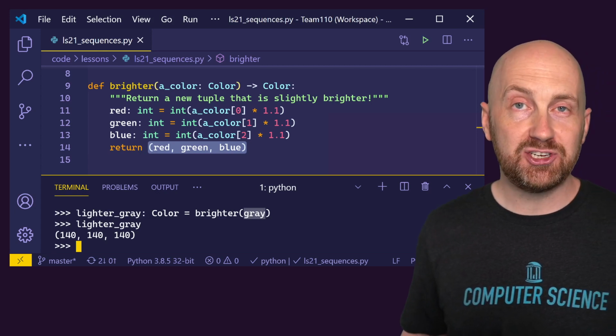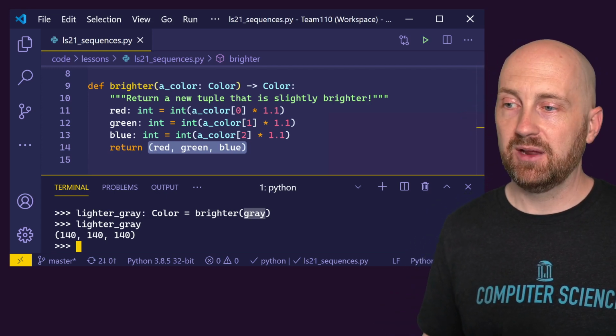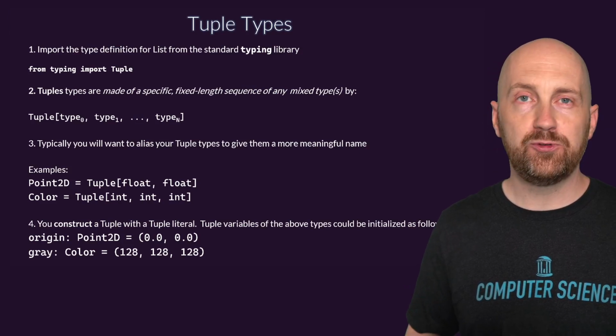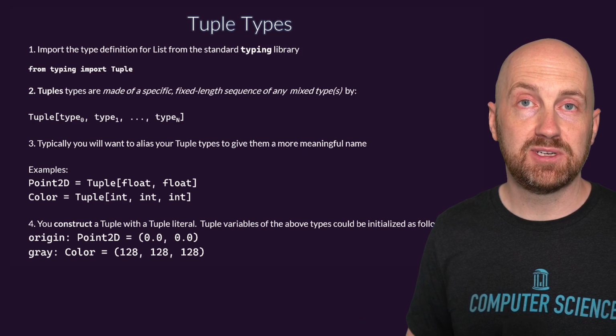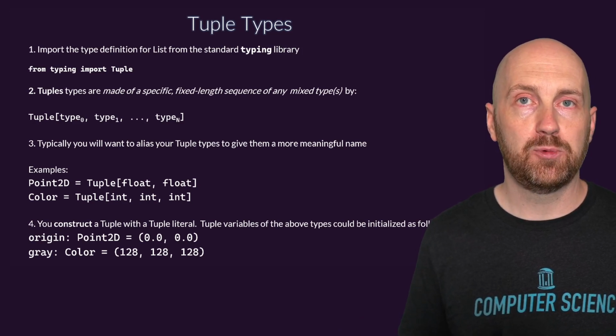But the point is, each time we were calling brighter, we were returning a new tuple object, and we can reassign that to some variable back in our main context. So tuples are commonly used for things like colors and fixed size sequences that you just need to very quickly set up a type for and be able to work with in your code.